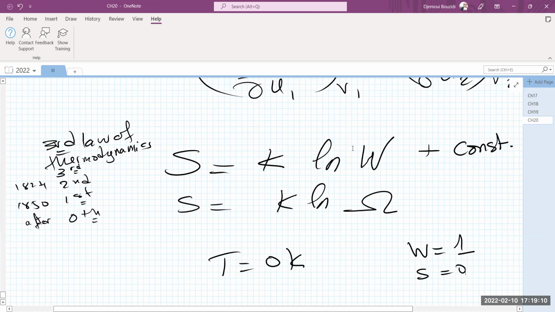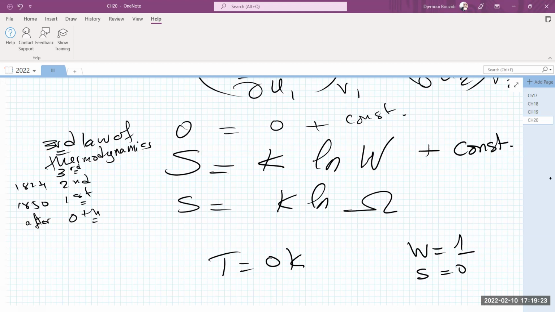So if we apply this and we put W equals 1, the natural log of 1 is 0. And the constant must be 0 then, because I will have 0 equals 0 plus constant. That's why the constant is 0 now, because of the third law of thermodynamics. So this is basically an argument that was made way before this whole thing was argued, and at the end, it helps us find this constant. So now this is a value for the entropy. You can write it with a W or omega. You can find it in any of the books.